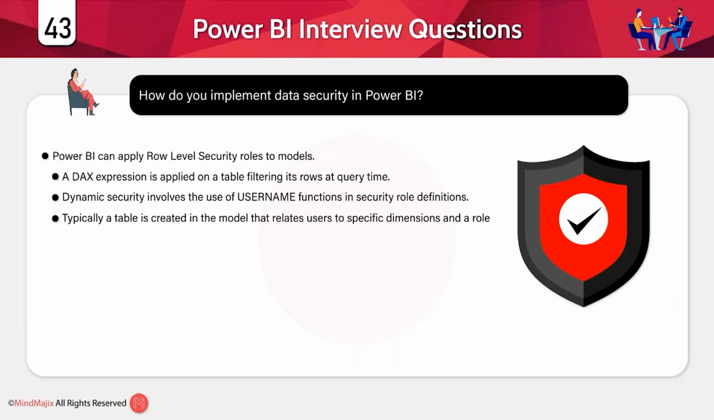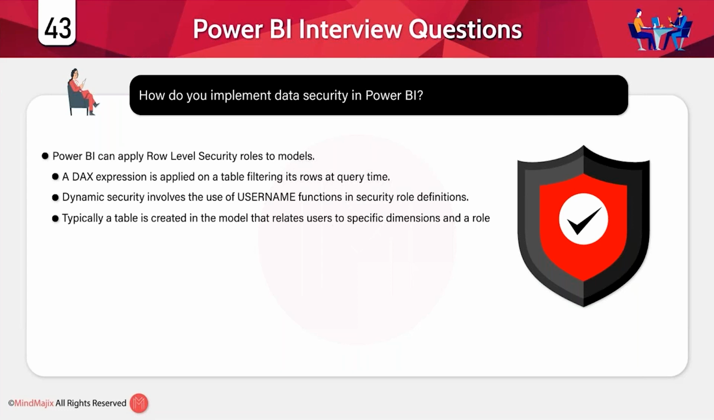Okay, so we have already covered how to implement data security in Power BI, but just giving a highlight again: Power BI can apply row level security roles to models. When somebody asks you how you implement data security in Power BI, the first answer should be by giving row level security roles. Right, so what does it do majorly? A DAX expression is applied on a table, filtering its rows at query time.